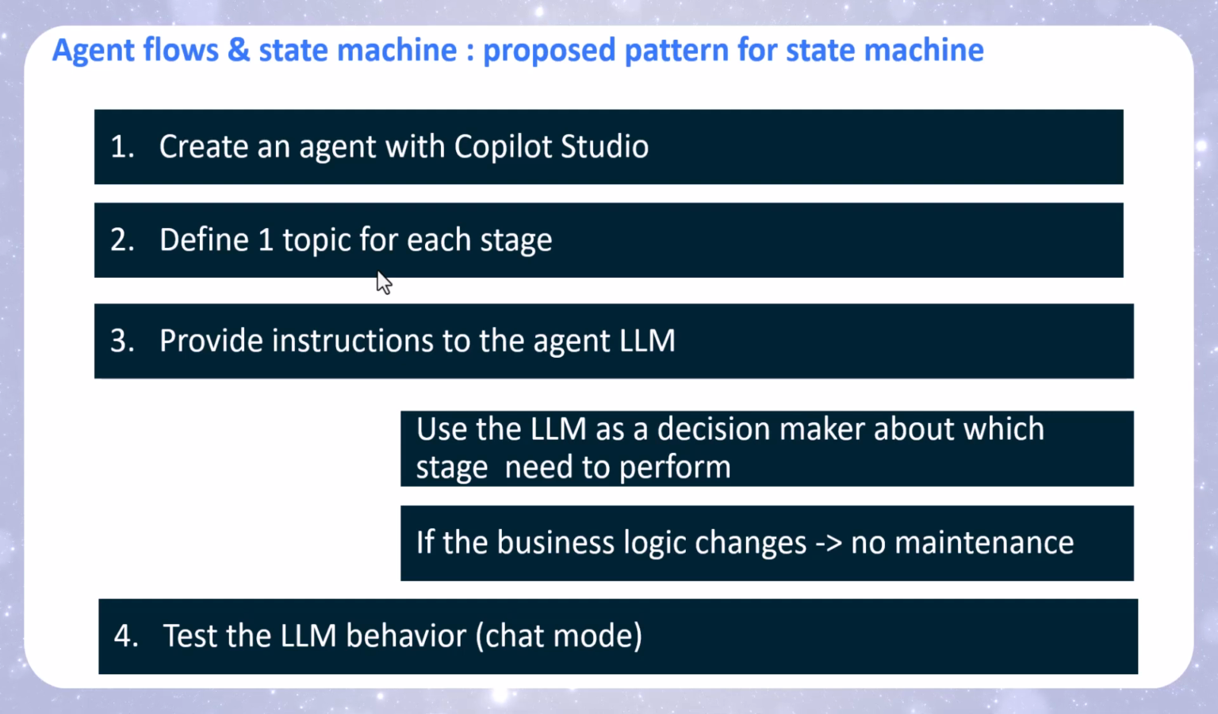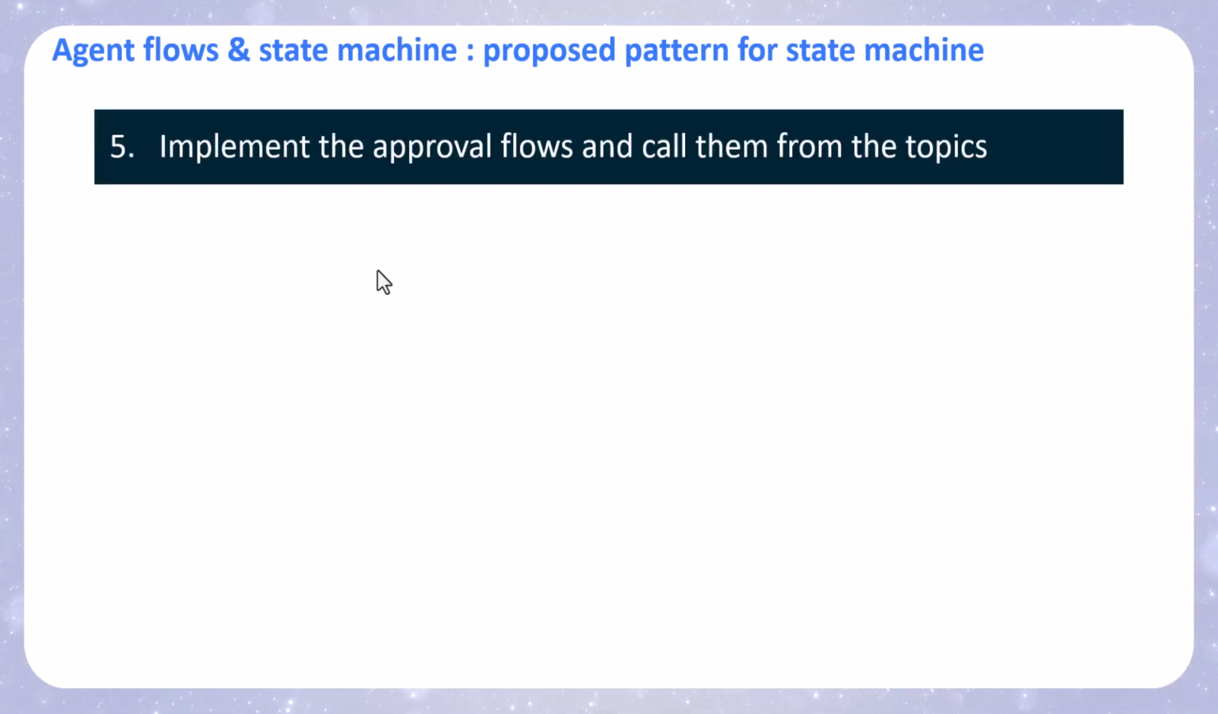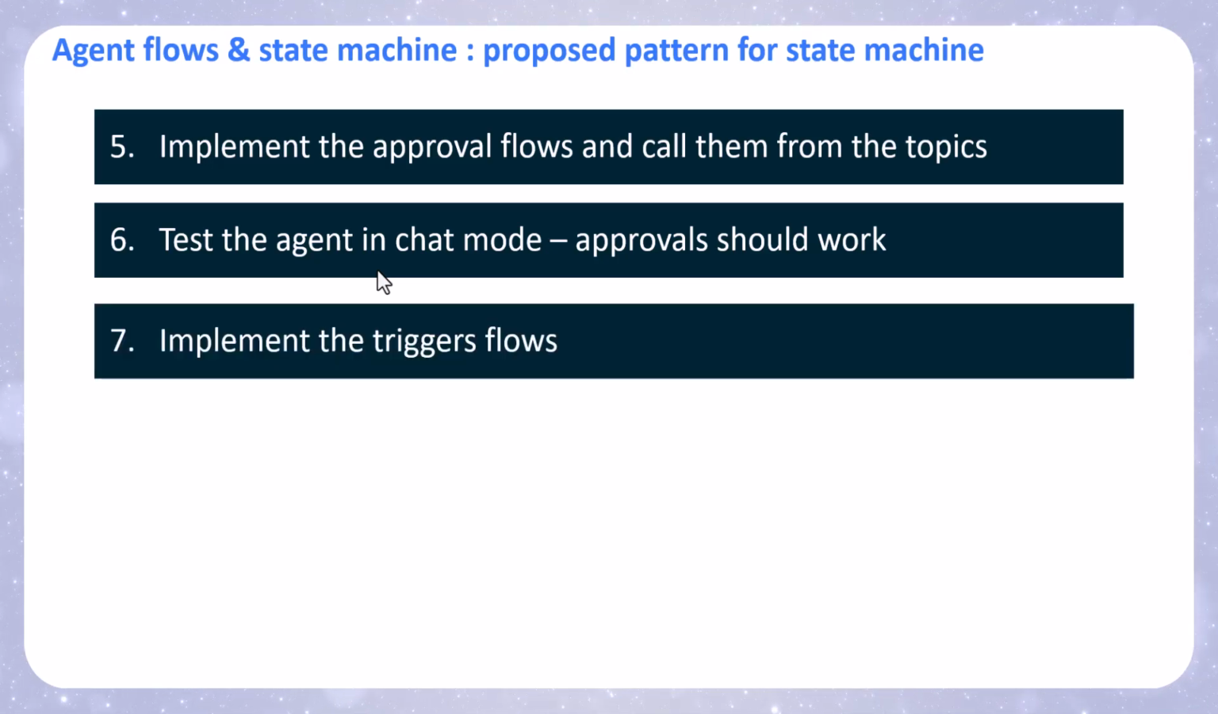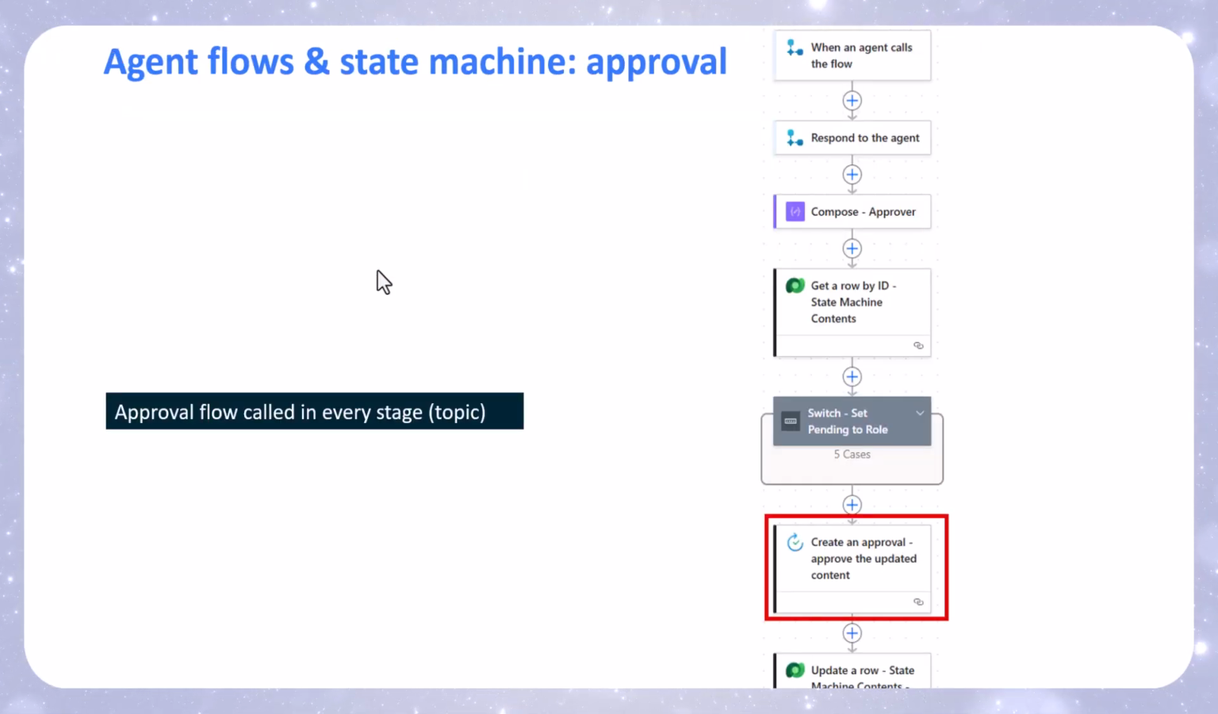Fourth, I test the LLM in chat mode, you see. Fifth, I implement the approval flow and I call the flow from the topics. Then I test the agent in chat mode, so I see if the approvals are sent. And then I implement the trigger flow. You see? This illustrates the workflow that sends the approval. You see, it creates the approval here. It's called by an agent.